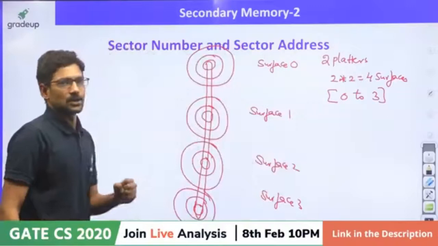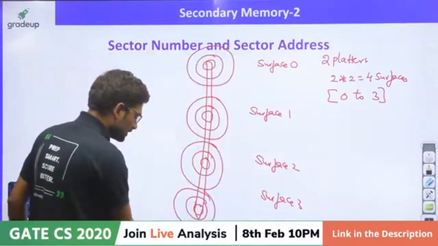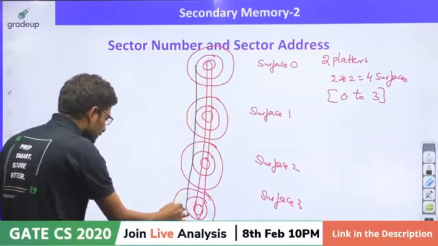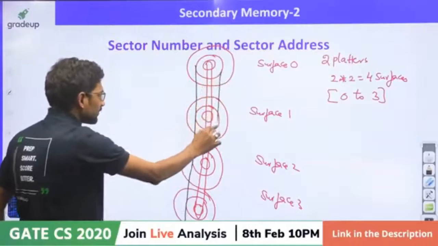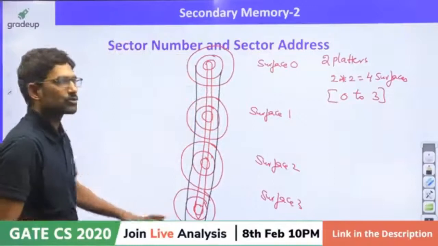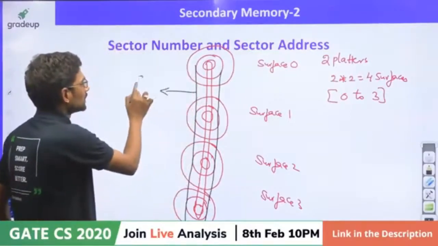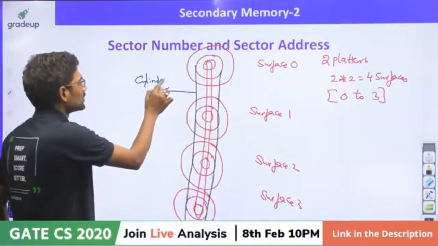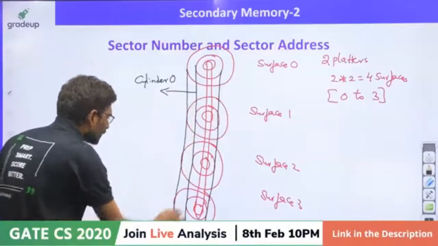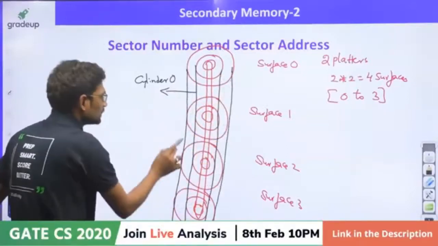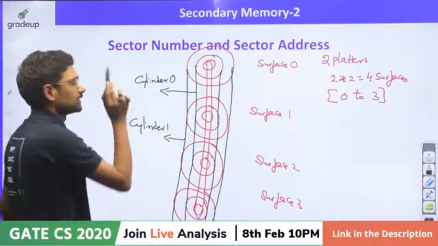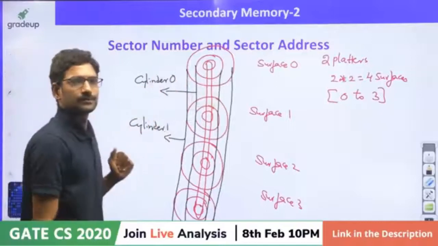And we know the cylinder concept. What is the cylinder concept, guys? This group of similar tracks from each surface is what we call a cylinder. So all first tracks together we call the first cylinder. As any numbering starts with 0, it would be cylinder 0. All second tracks together, cylinder 1, means the second cylinder, and so on.